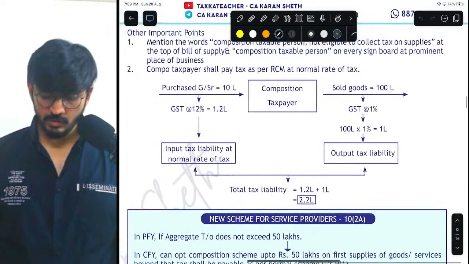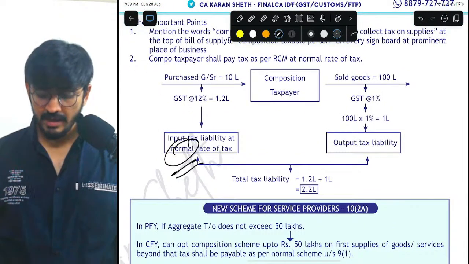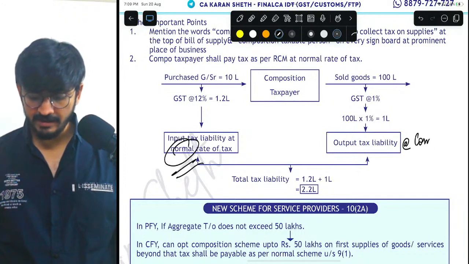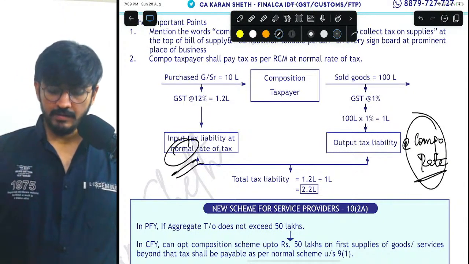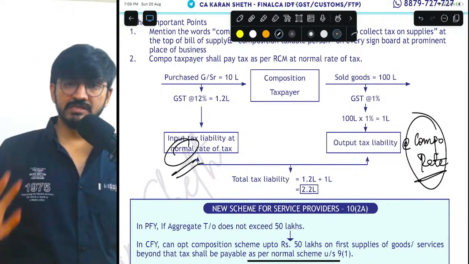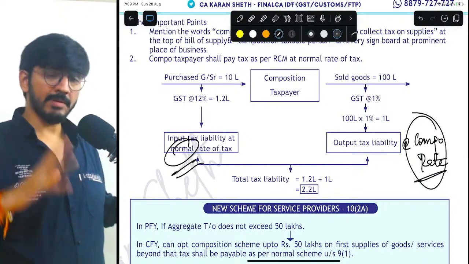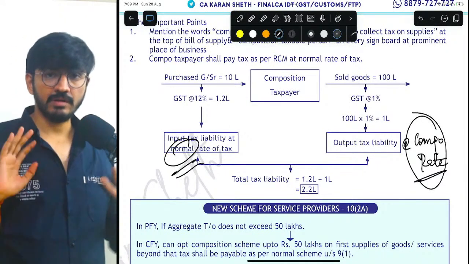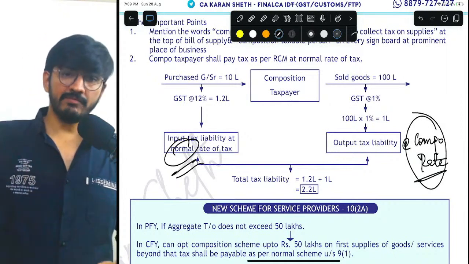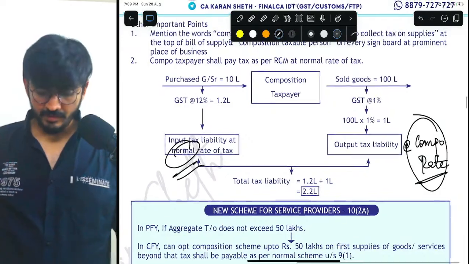That's it. So just write that very clearly. Input tax liability at normal rate and output tax liability at, just write down your compo rate. Right? There's nothing to remember. Just understand that when there is output tax liability, there is composition scheme. Simple. Inward supply, whatever rate he says, you will pay it. As simple as that. Okay?